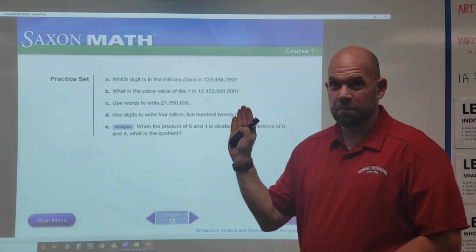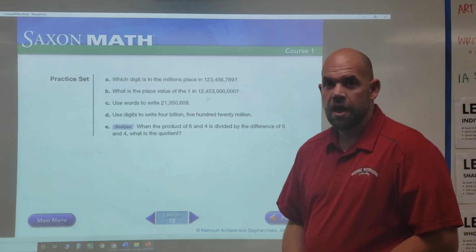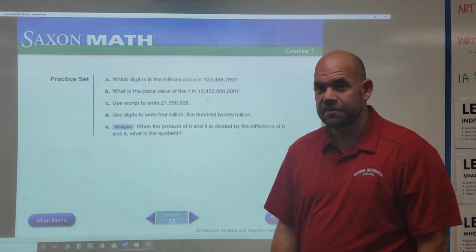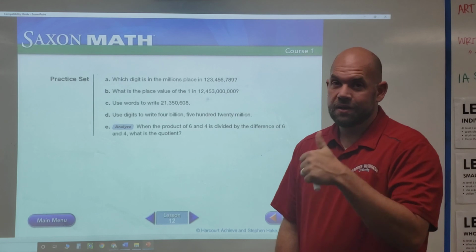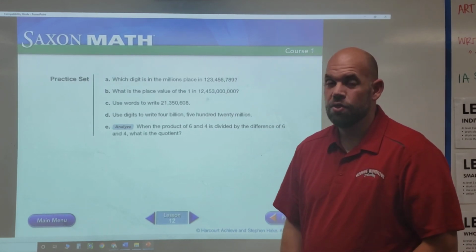So both the place value and where you order things, using your commas in the right place, and then knowing sum, difference, product, and quotient. Those are all important things.